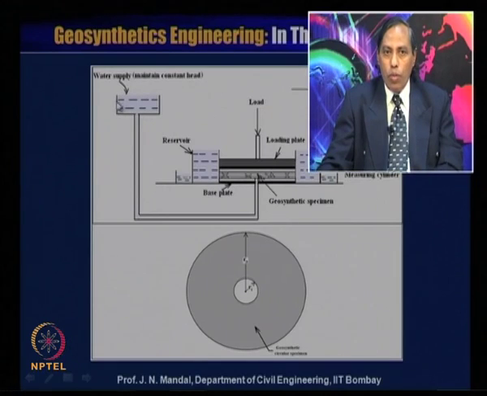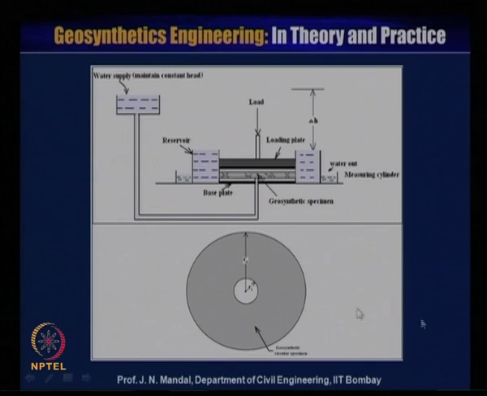Then water is supplied, it is maintained constant, and then it passes through this geosynthetic material radially, along the plane of the geosynthetic material. It passes from this and this, and then the water is out from here and you are measuring it in a cylinder. So, this is the difference, delta H.